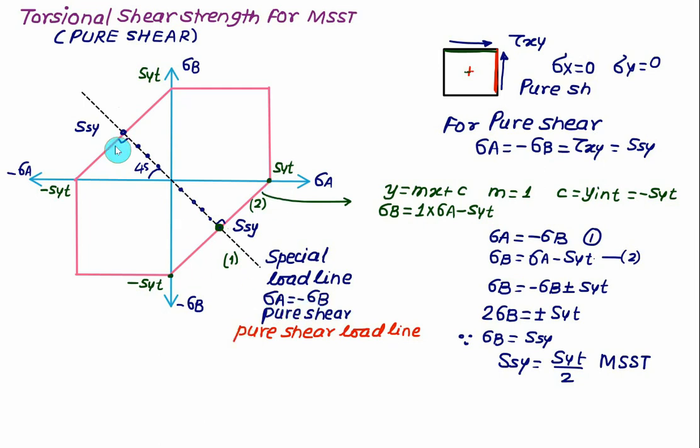This fence or this fence, both have an equation of the form y is equal to mx plus c. The slope is positive, and the intercept here is minus Syt, and here the intercept is plus Syt. So we have sigma B equal to sigma A minus Syt. Solve the two equations simultaneously. Solve for sigma B or sigma A. Both values represent the torsional shear strength. So the torsional shear strength is always equal to Syt divided by 2.